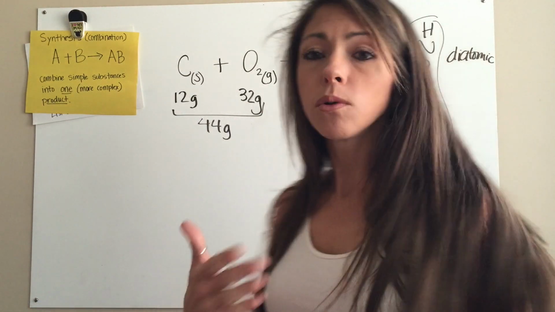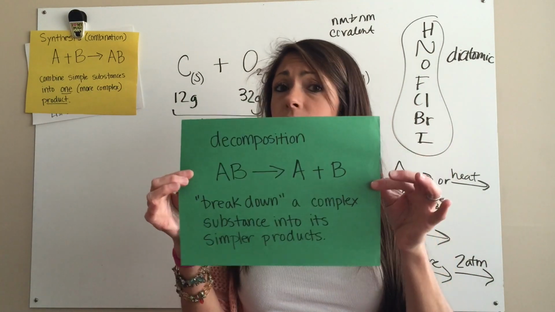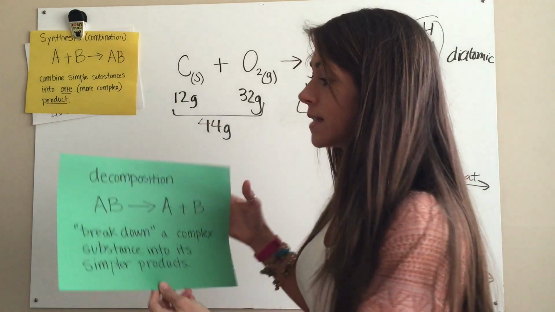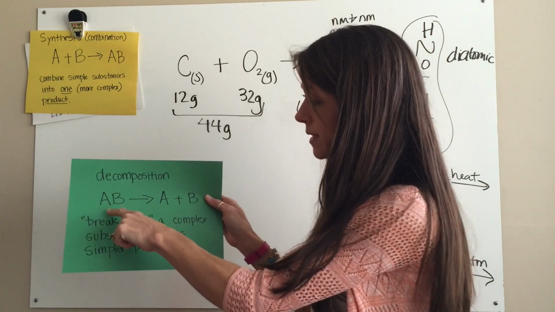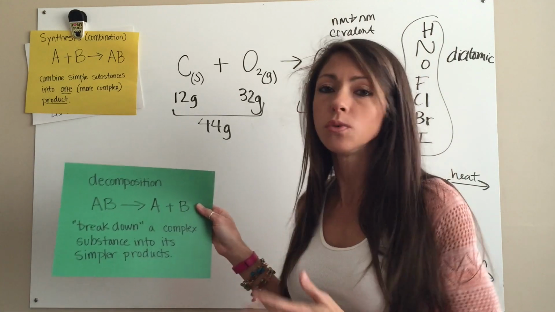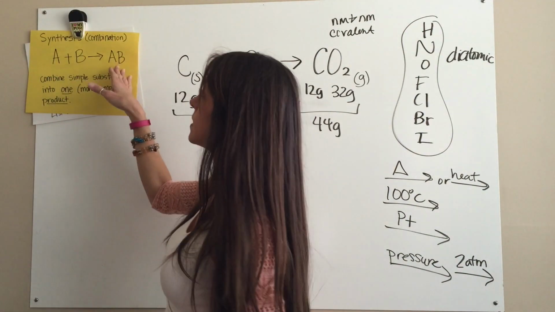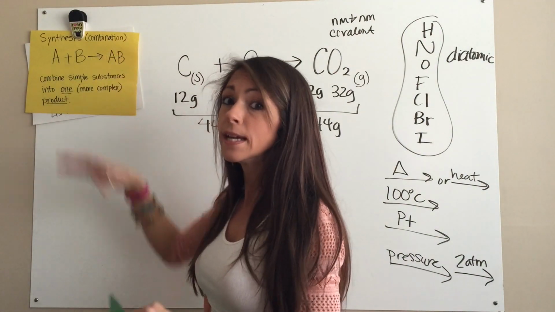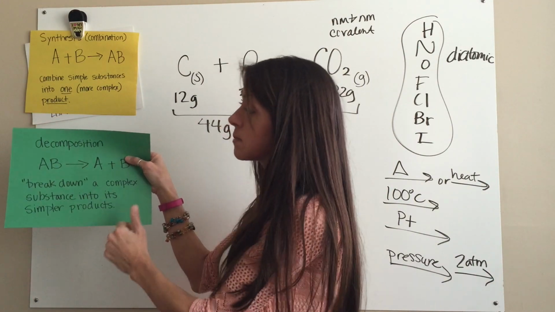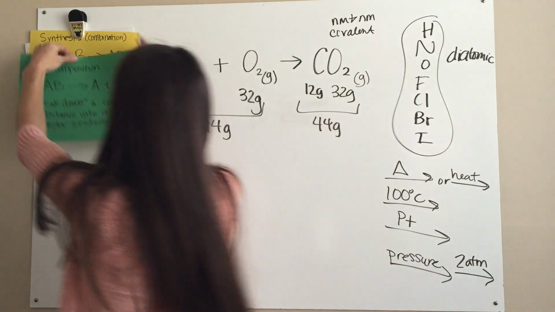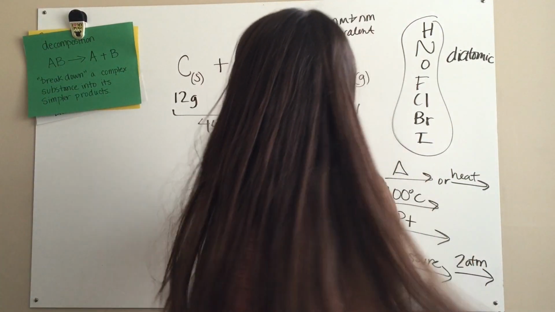Now, I am going to switch to our next type of reaction, which is the exact opposite of a synthesis, called a decomposition reaction. A decomposition reaction is where you will start with the more complex substance and break it down into its simpler parts. Okay, so in a synthesis reaction, you end up with one more complex product. Here you start with the more complex substance as your reactant, and then you break it down, because to decompose means to break down, and that's exactly what we do here.